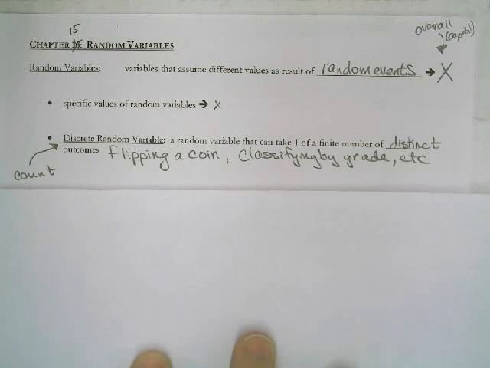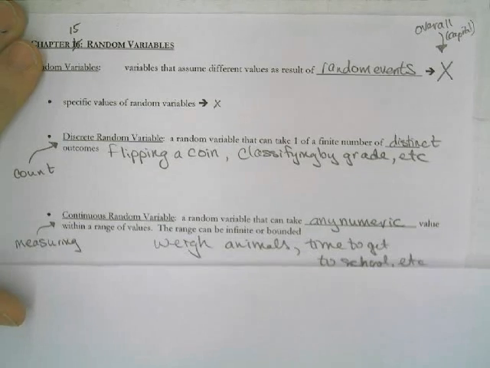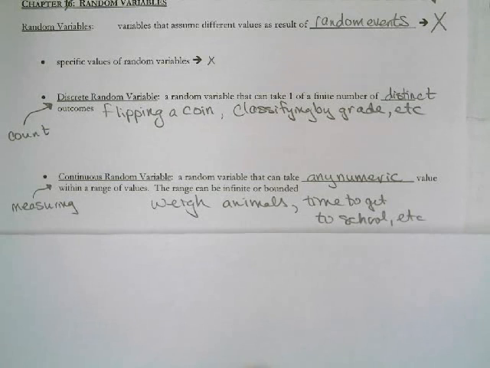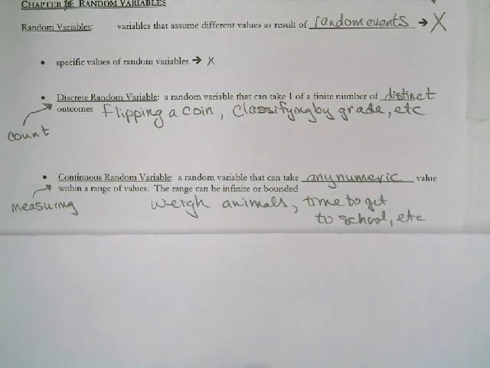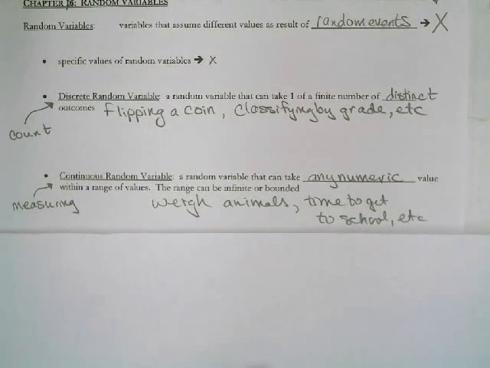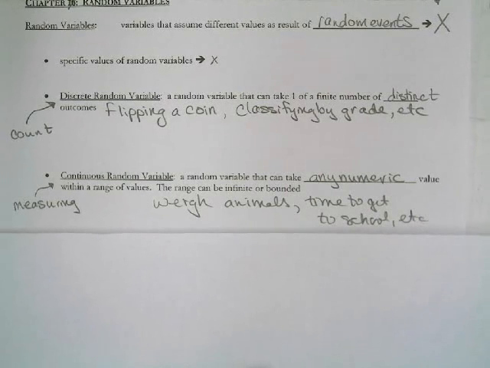Okay? The next thing we have is continuous. Continuous is the other. It's a random variable that can take any numerical value within a range of values. These can be infinite or they can be bounded. A lot of times when you measure things, this is a continuous random variable. Some examples are when you have to weigh animals for experiments or the time it takes for people to get to school. So the difference between the two is that with discrete, you know what the different options are, and with continuous, there can be a lot of different answers.